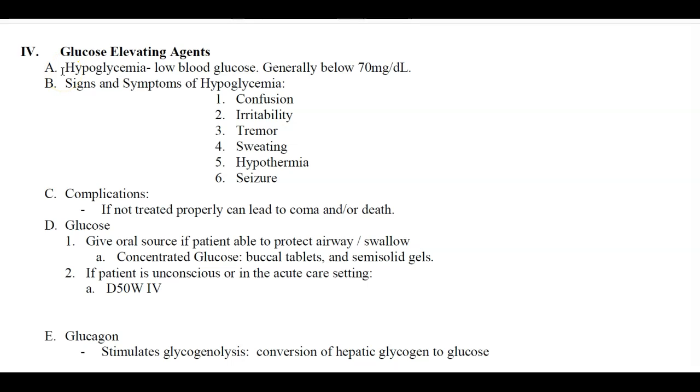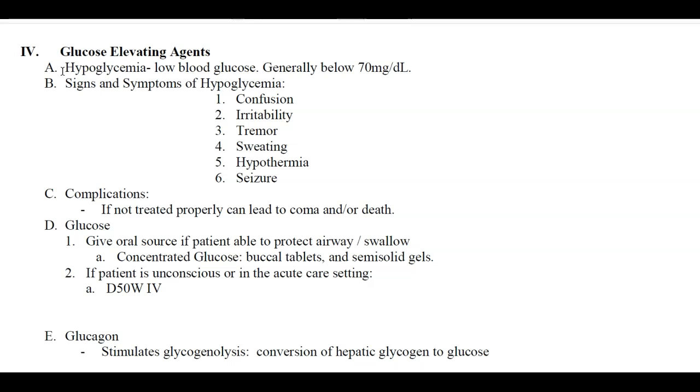Glucose elevating agents, so these are medications that will increase glucose levels. So these are given in events of hypoglycemia. So what is hypoglycemia? Hypoglycemia is basically low blood glucose. So generally speaking, when the blood sugar is below 70 milligrams per deciliter.